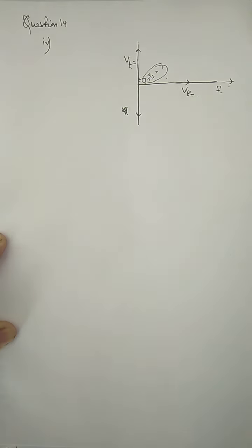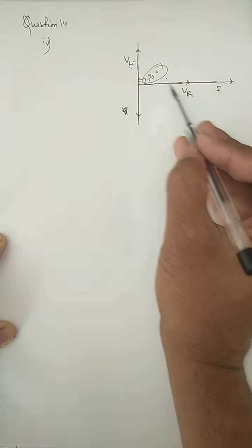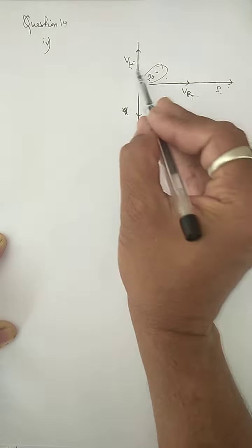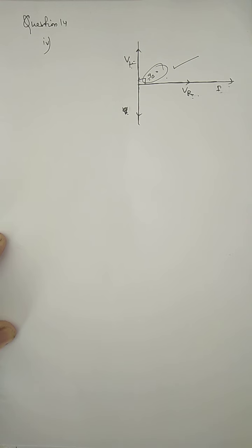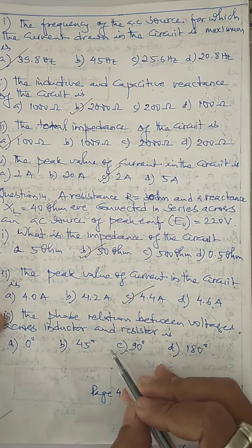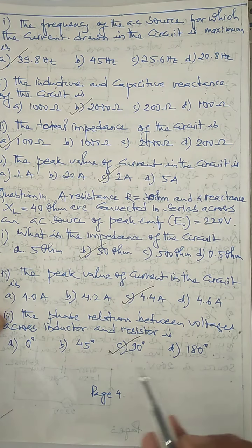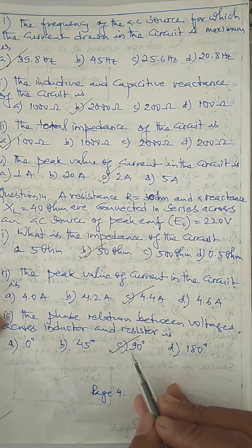So what is the phase difference between the voltages across the inductor and resistance? We can see the difference is 90 degree. So the correct option is option number C. Question number 14, third part, the correct option is 90 degree.